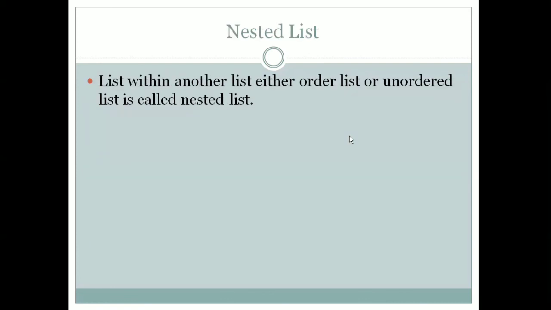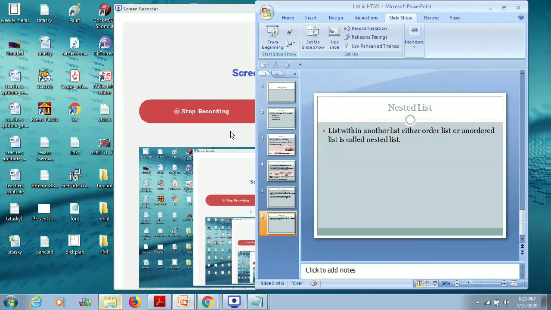And lastly, you can nest your list. You can nest any type of list. If you want to nest a definition list, that is also possible. Any kind of list can be placed in another list. You can create any number of levels depending on the requirements. So this is all that we are going to have today.